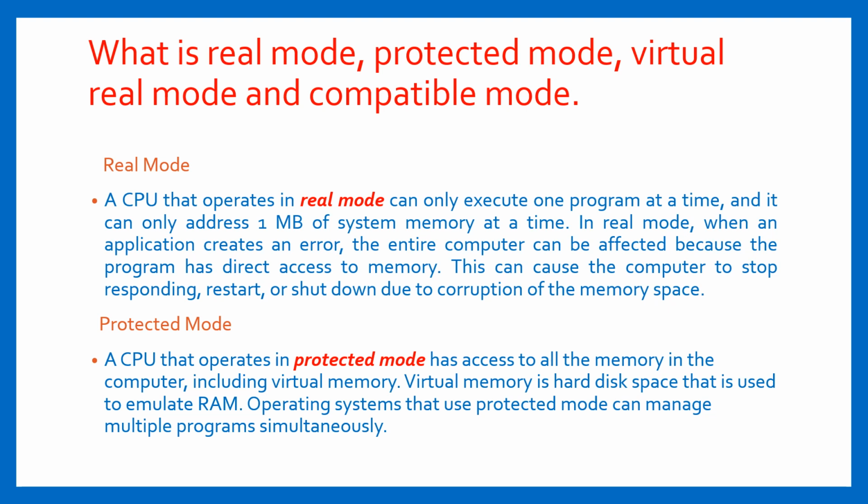Coming to protected mode, a CPU that is operating in protected mode has access to the memory as well as the virtual memory. So what is meant by virtual memory? Virtual memory is nothing but the hard disk space that is used to emulate RAM. And operating systems that use this protected mode can manage multiple programs at the same time.